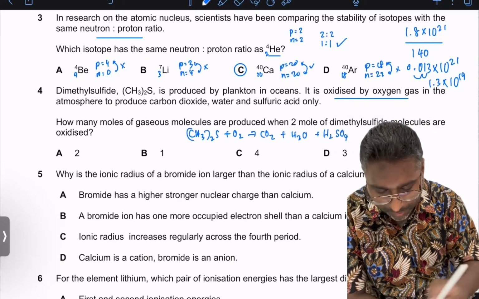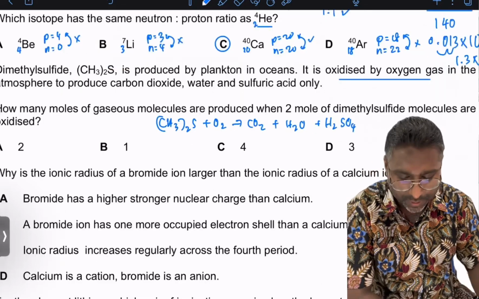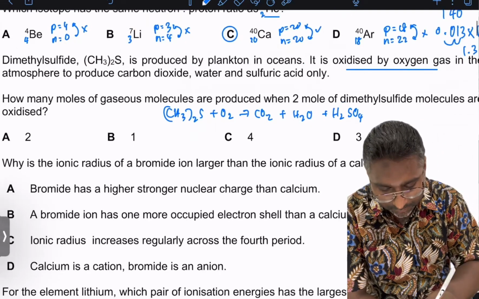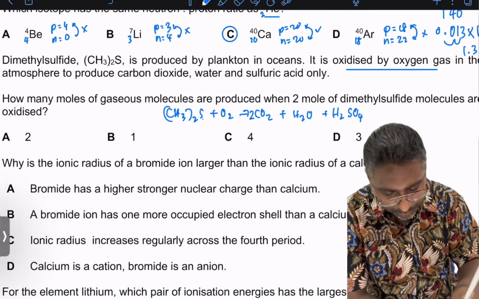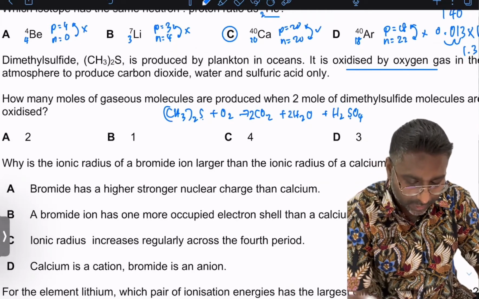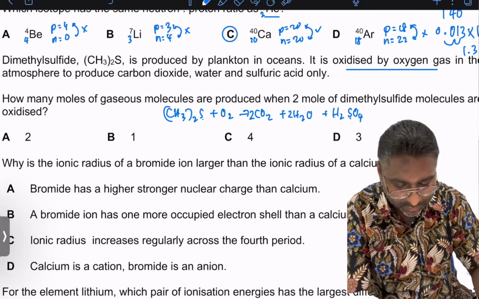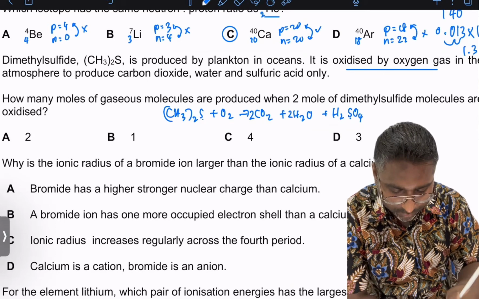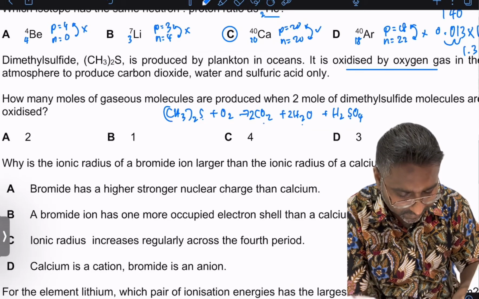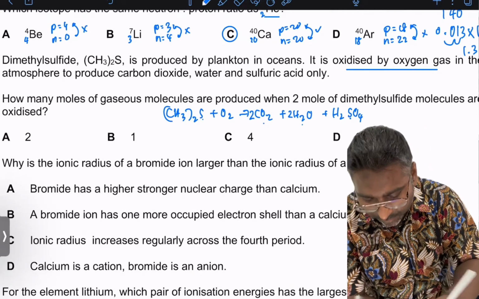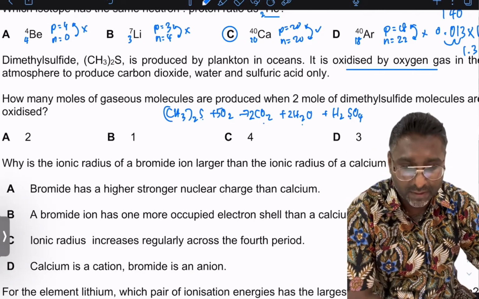There are 2 carbons here, so of course I need to put 2 over here. Then hydrogen, I have 6, and sulfur is 1. I do not disturb this hydrogen, so I need 6, so I just put 2 here. So I'll have a total of 6 hydrogen, and then I balance oxygen towards the end. On the right-hand side, I have 4 oxygen, plus 2 is 6, another 4 is 10. So how do I get 10? I just put 5 over there. Now it's balanced.